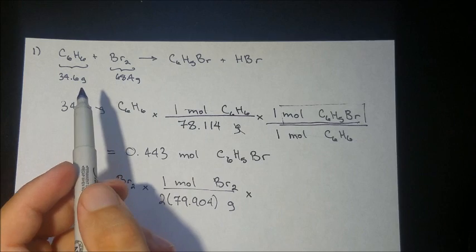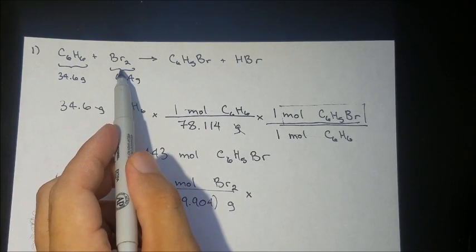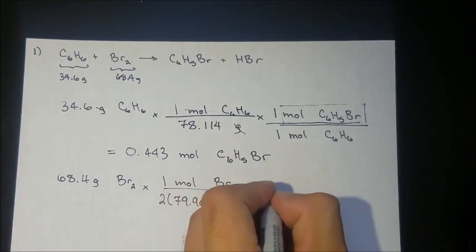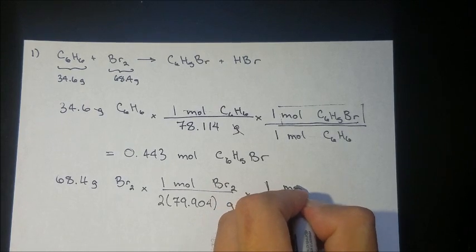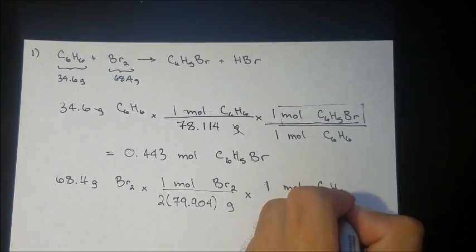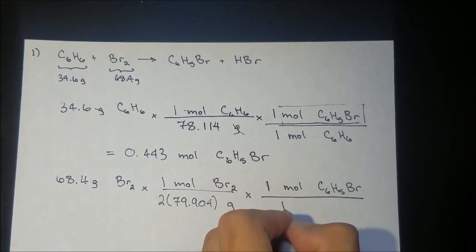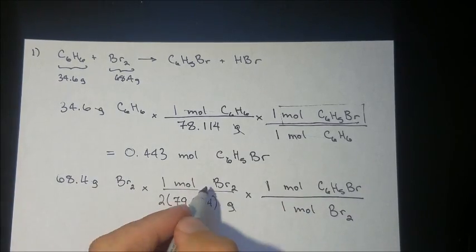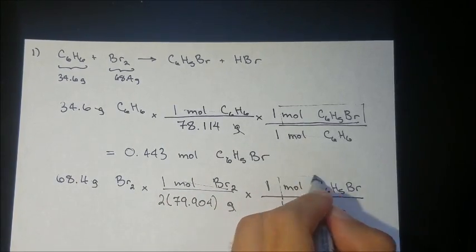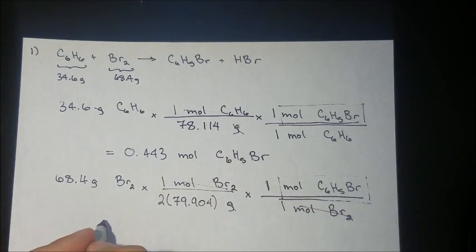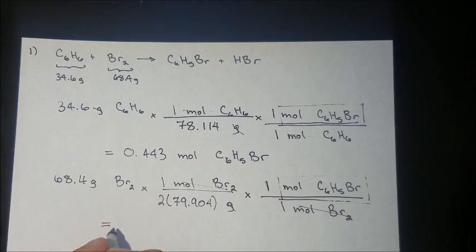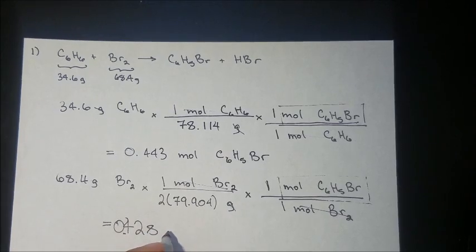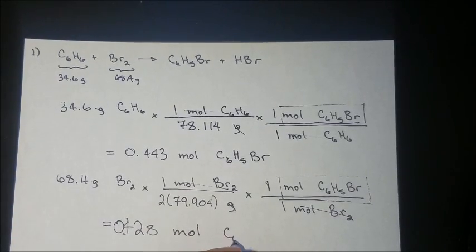And then going to our mole-to-mole ratio, we got 1 mole being consumed here of bromine, and we're producing 1 mole of bromobenzene. So we just express this the same way as above. So now our grams cancel, moles cancel, and now once again we are in moles of bromobenzene. And then if I run this through my calculator, I get 0.428 moles of bromobenzene.